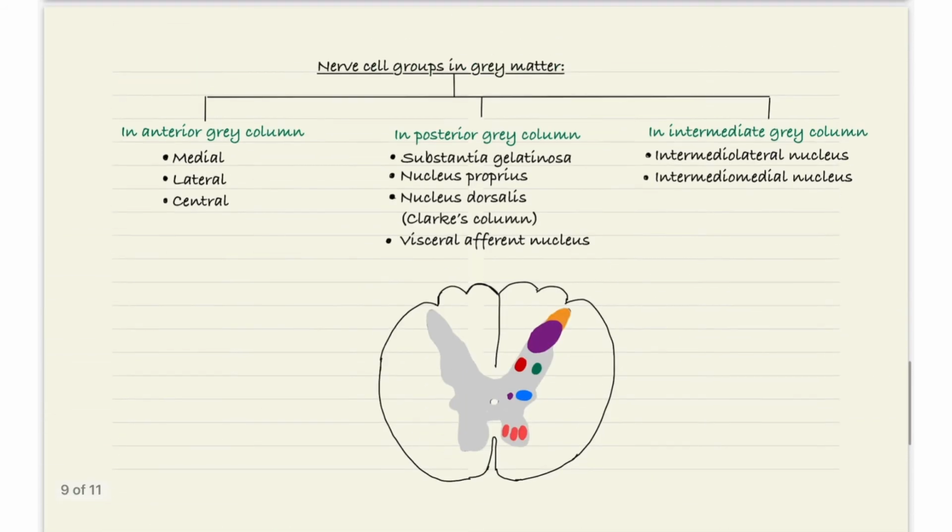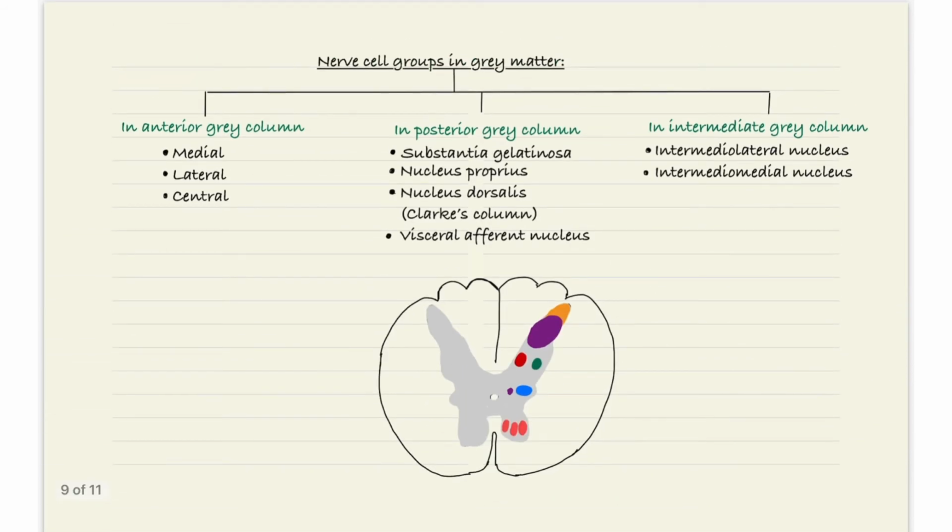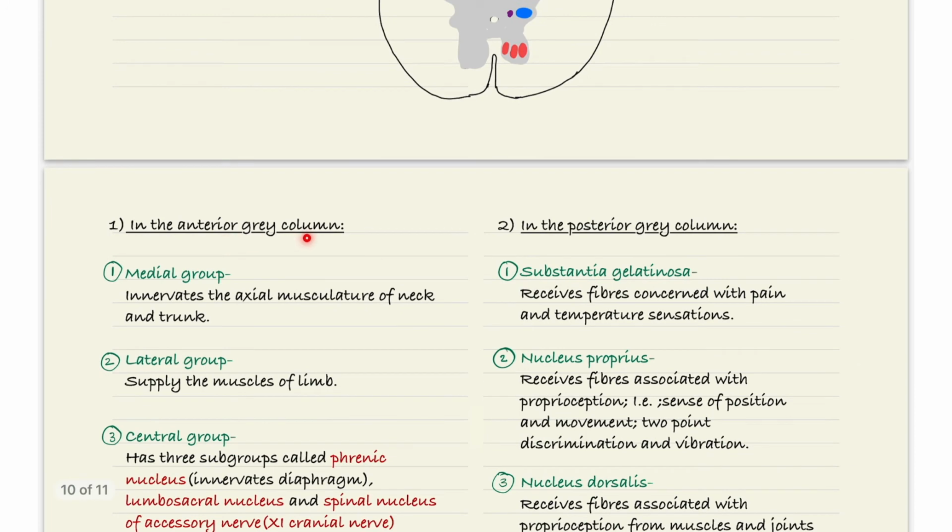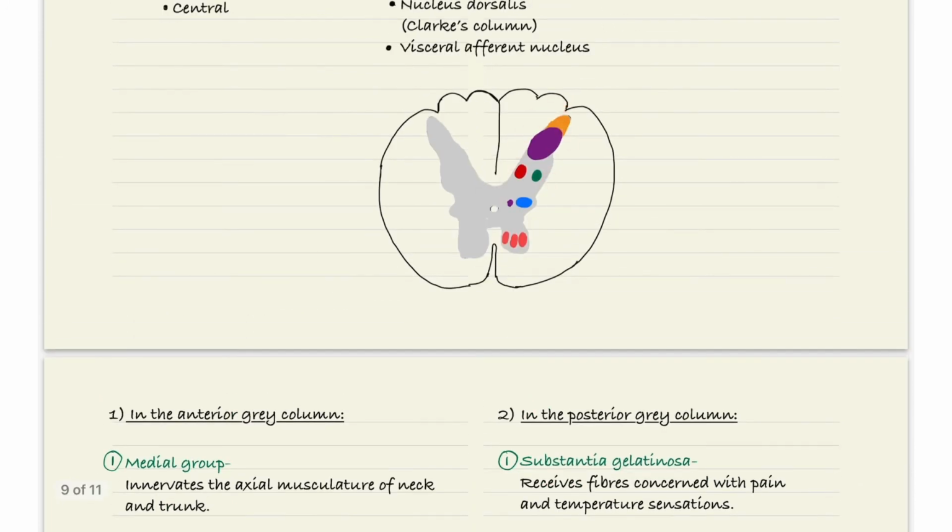Guys, understand one thing. As we have studied previously, the anterior column is concerned with the motor functions and the posterior one is concerned with the sensory functions. So the afferents will come here and the efferents will go from here. Okay, so in the anterior column we will learn about the efferents, and in the posterior column we will learn about the afferents.